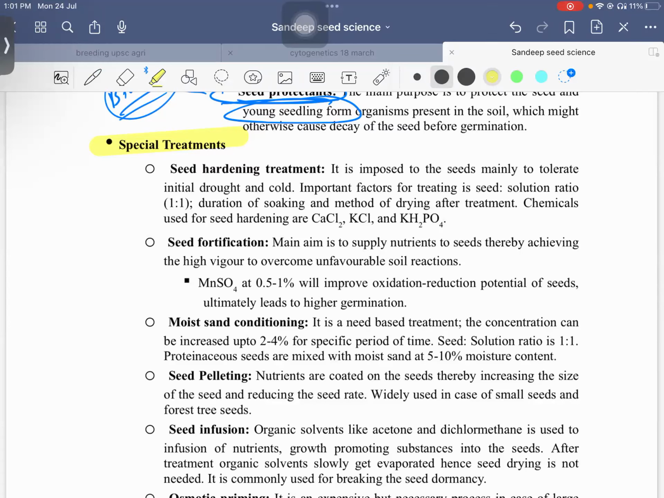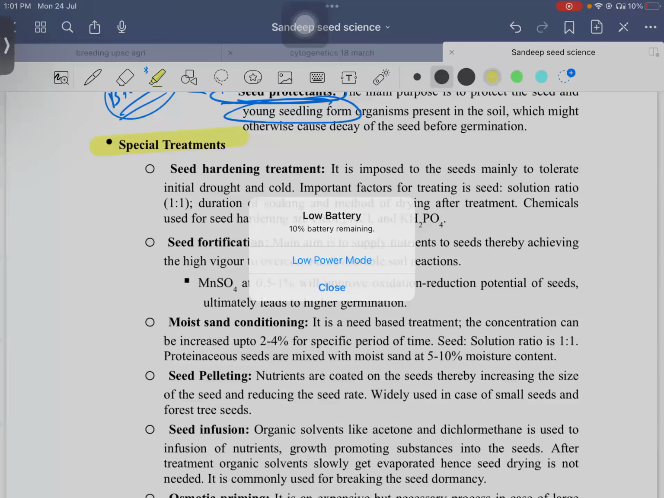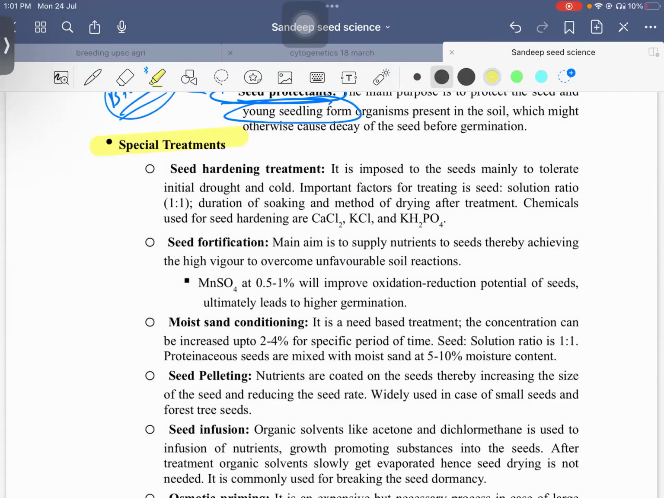See, these are all covered in a very short time in a very crux format to help you not go anywhere and rely on many other things. Okay, here you see the first is seed hardening treatment.